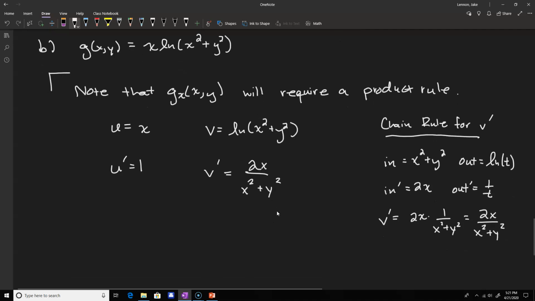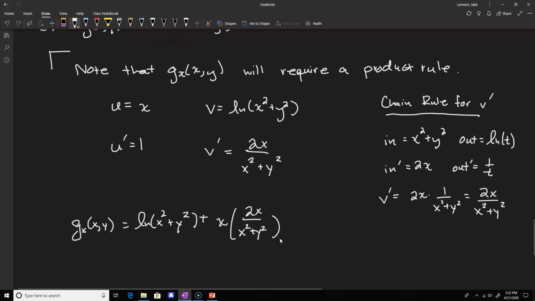So now for the product rule, again, we multiply u prime v plus uv prime. So my partial with respect to x here is going to be, again, these things can be very messy, but you just kind of go ahead. So 1, we don't need to write that down. 1 times anything is just whatever that happens to be. So natural log of x squared plus y squared. And then we do plus x times 2x over x squared plus y squared.